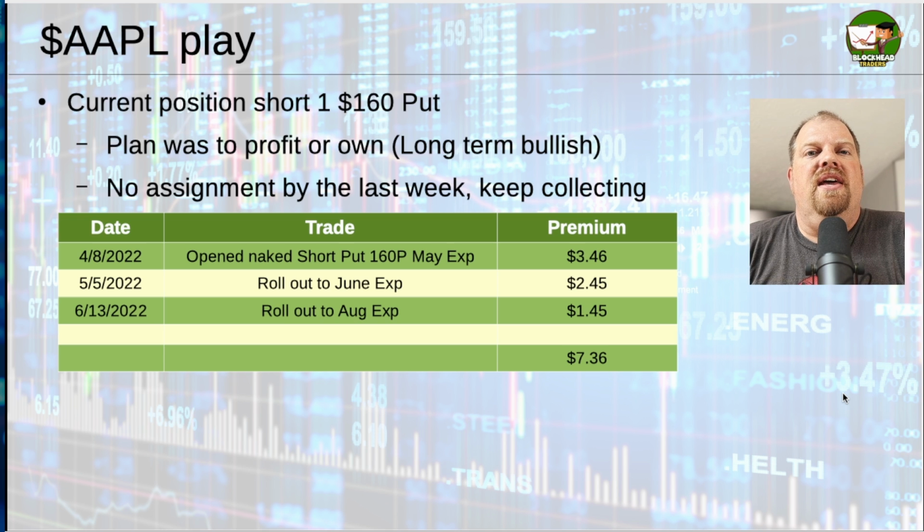What that means is, should somebody else who bought that put from me want to assign me 100 shares of Apple, I will pay $160 a share for all 100 shares of Apple. And I'm willing to do that in exchange for the premium. At that time, I had collected $3.46 in premium per share, which means I collected roughly $350 for selling that put. And the way that I will do that is I will hold on to that put until expiration, almost.